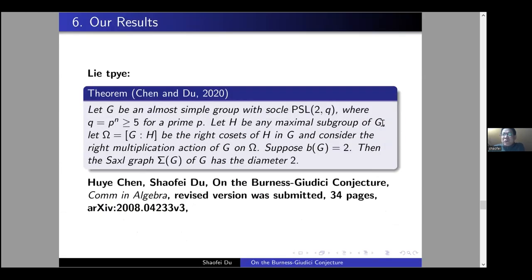Let H be any maximal subgroup of G. Omega is the right coset space of H in G. Then you consider the right multiplication action of G on omega. Then you can get all of the primitive groups with socle PSL2(q). Suppose the B(G) is two. There are some cases where B is not two, actually. Suppose the B(G) is two. Then such a graph has diameter 2. That means the conjecture is true. So we already submitted the revised version, but it is still not accepted up to now. And this is 34 pages. And this is wonderful work.